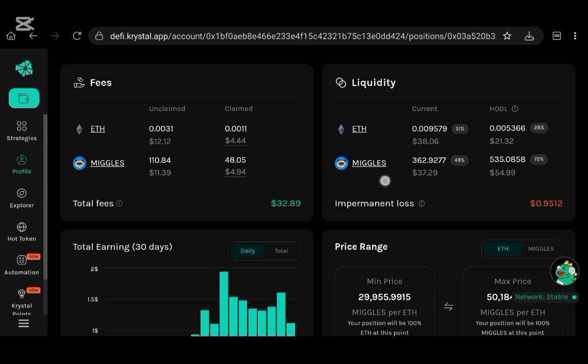Again, I'm not saying you to open a position like this with Miggles. By the way, this is on Base, but it's a meme coin. This is not something that I would advise people to do, especially complete beginners. You should start with blue chip assets, learn from there. Don't even automate it, and you can also automate stuff here with Crystal, but don't even start trying out automation before you understand at least the basics of providing liquidity.